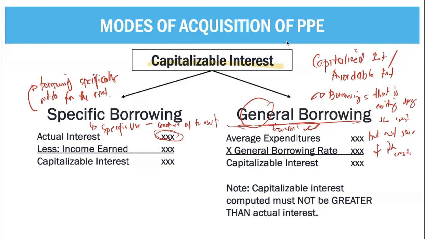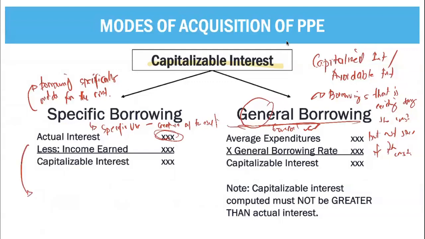Sir, what is that income earned? Normally, we have excess amounts out of that borrowing, and that excess amount is reinvested. So if we reinvest that excess amount, we call the income on that excess amount as income earned.